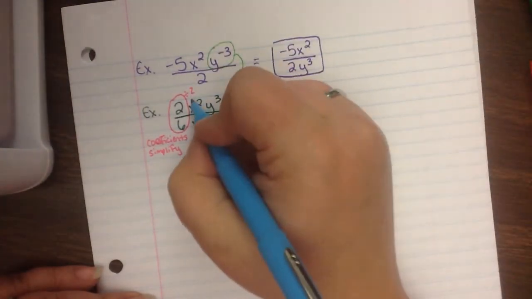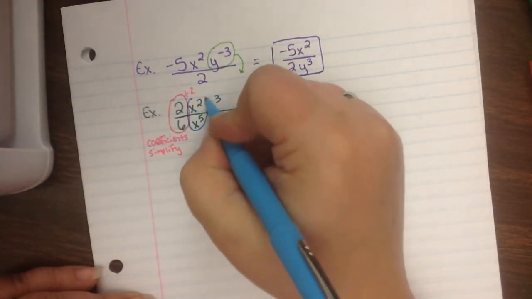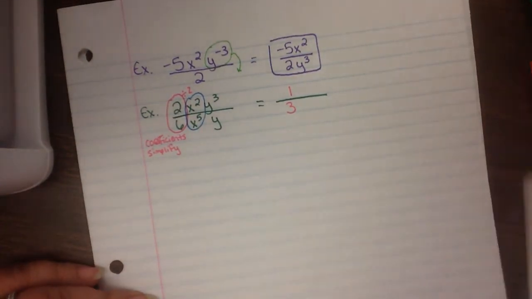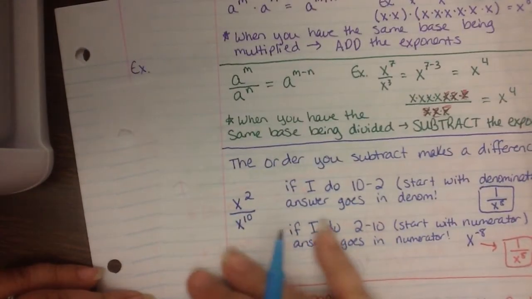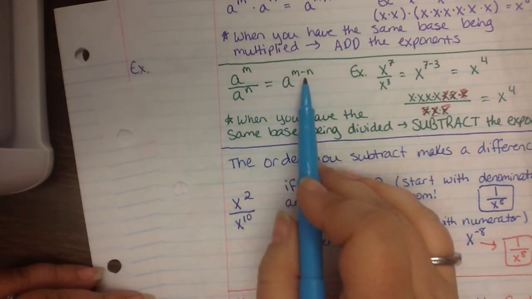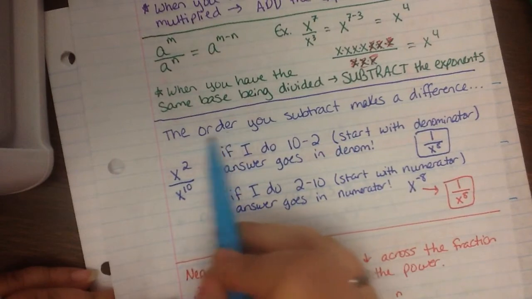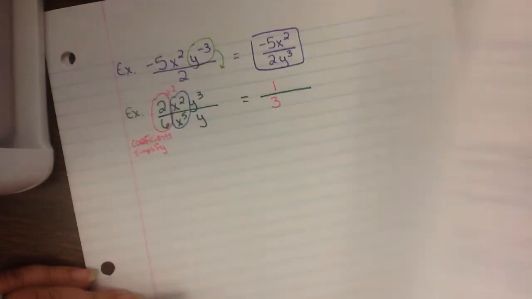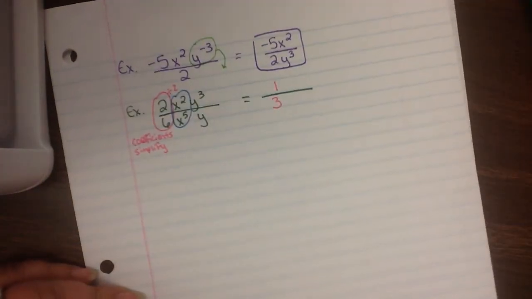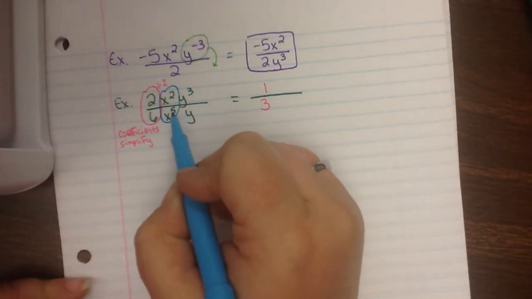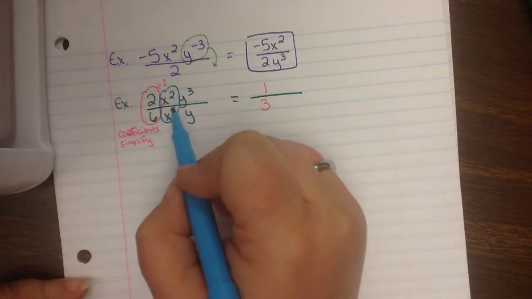Okay, well, I notice I have x's in the numerator and denominator. So remember from our first page, if I have the same base being divided, I subtract the exponents. And I want to subtract in an order that will give me a positive. So would 2 minus 5 give me a positive, or 5 minus 2? Well, 5 minus 2 is going to give me the positive.